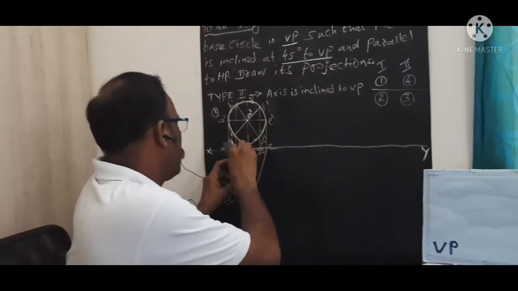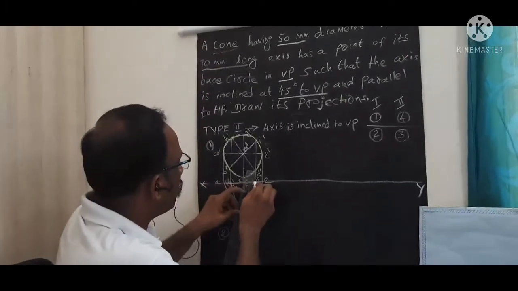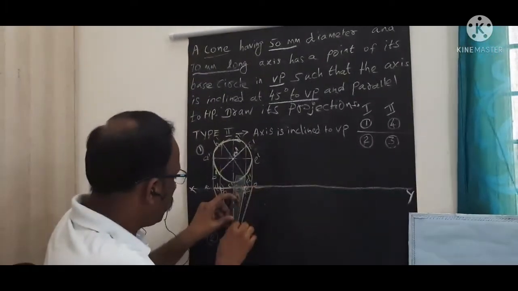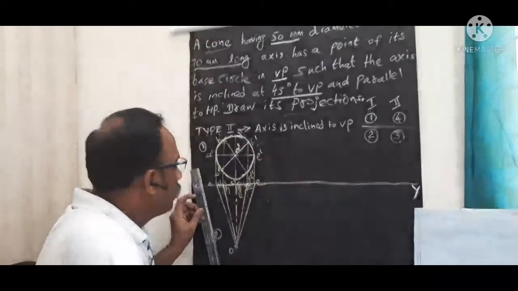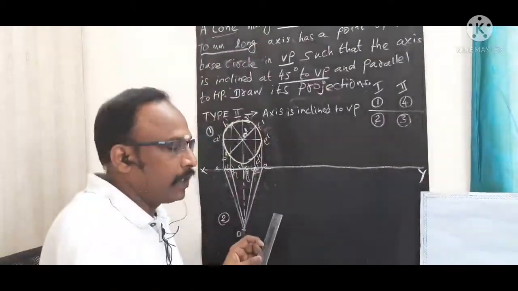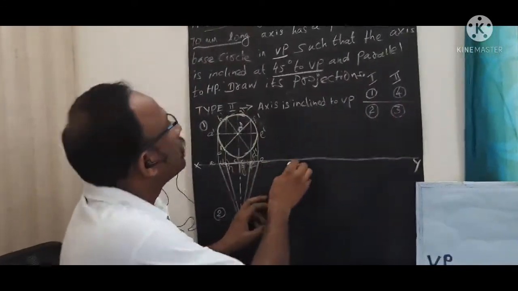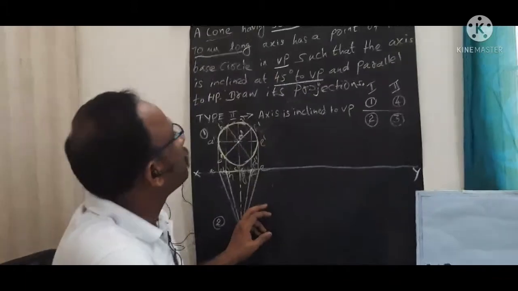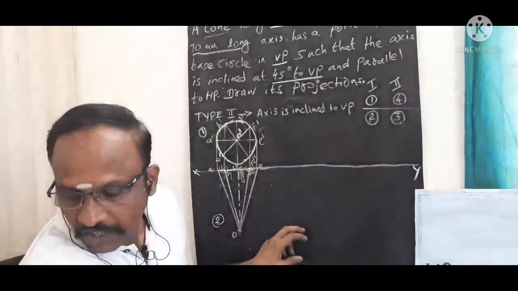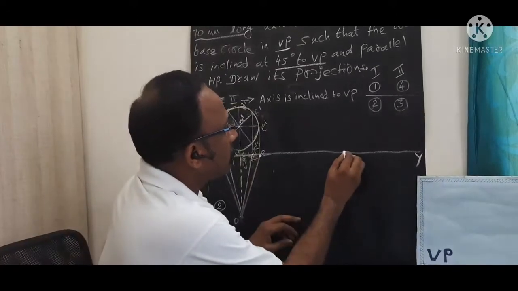Another line we need to connect: this O with B and O with C. So what is visible now? Only the triangle is visible at the top. Now we move to step number 3, for which we take this axis inclined at 45 degrees to VP. So 45 degrees to VP means you take this point E and place it somewhere.